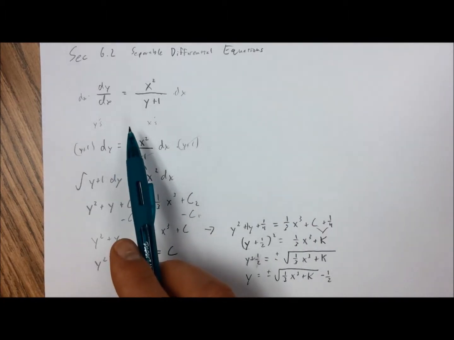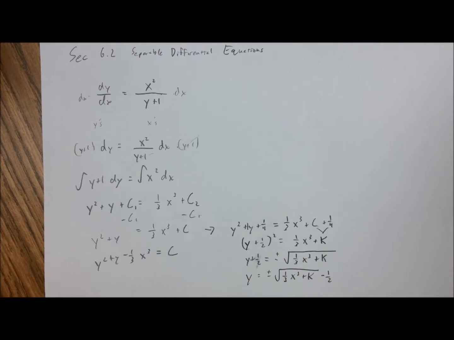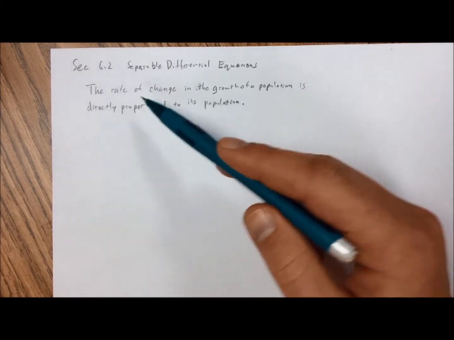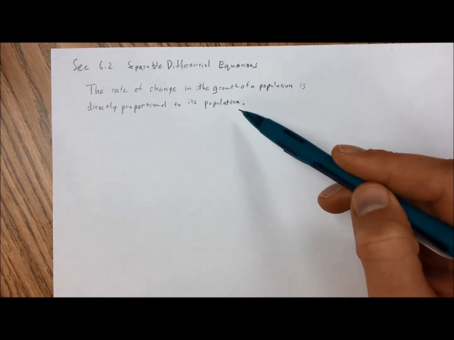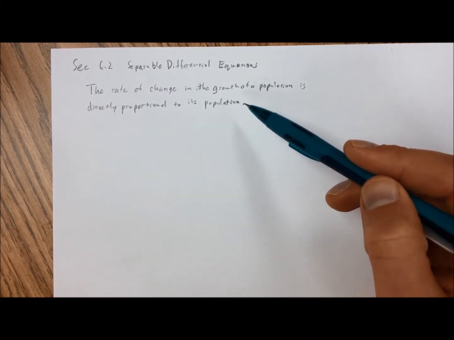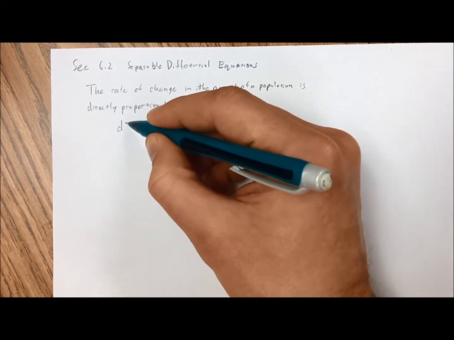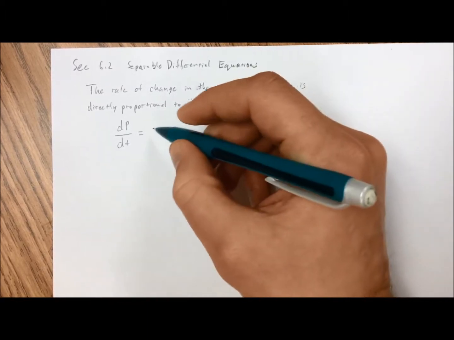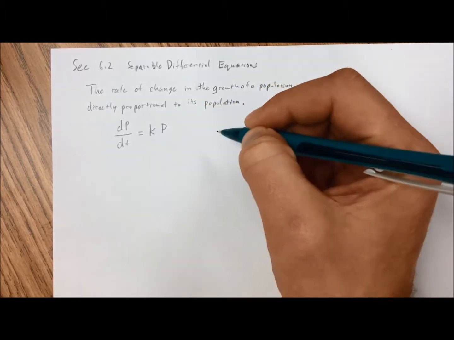So all you have to do is get the x's on one side, the y's on another, and then we end up solving from there. This is normally seen in the following. The rate of change in the growth of a population is directly proportional to its population. We can write that as the following. The change in population over the change in time is equal to some constant times the population.